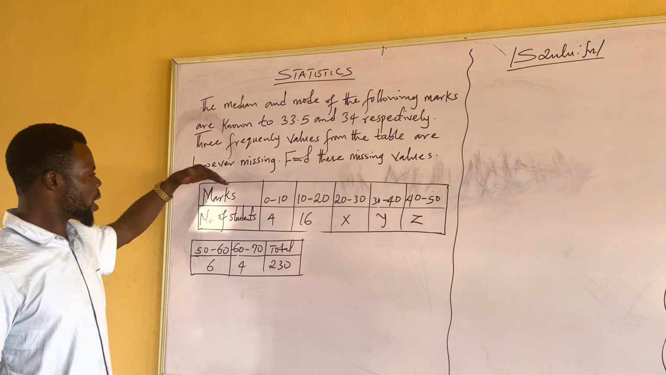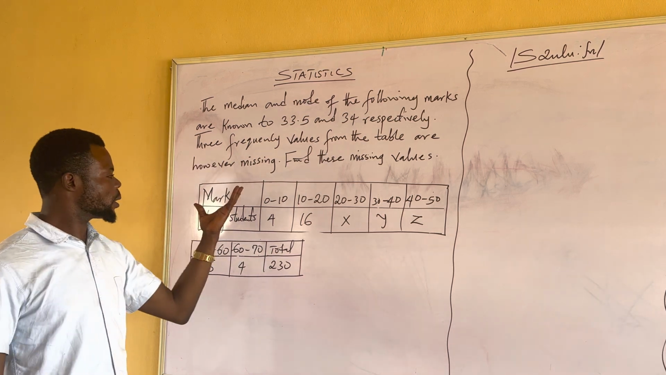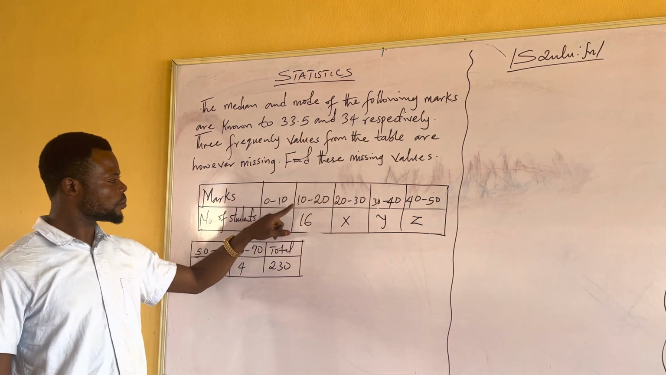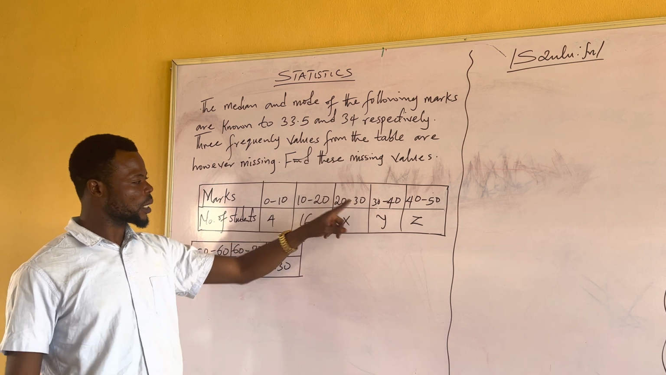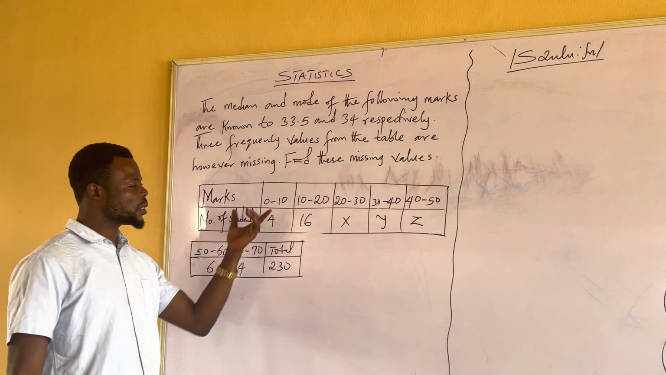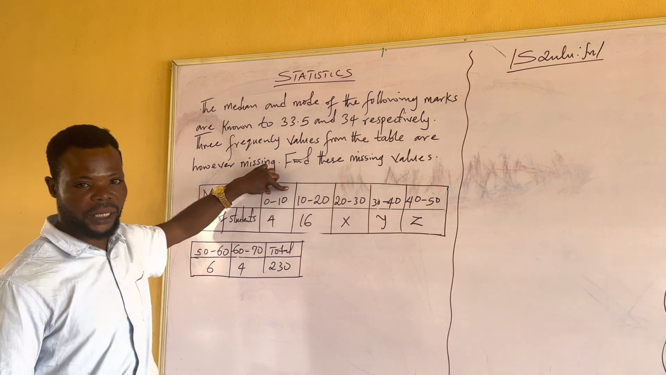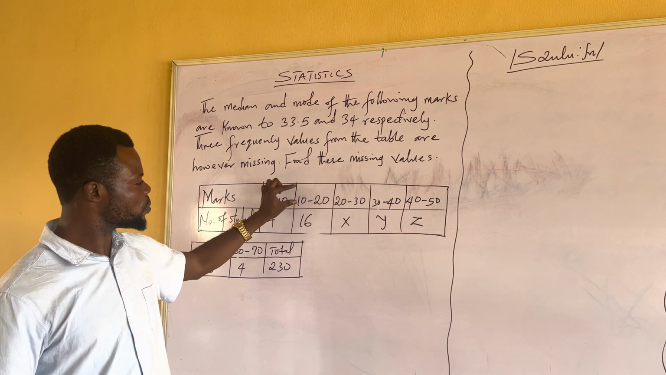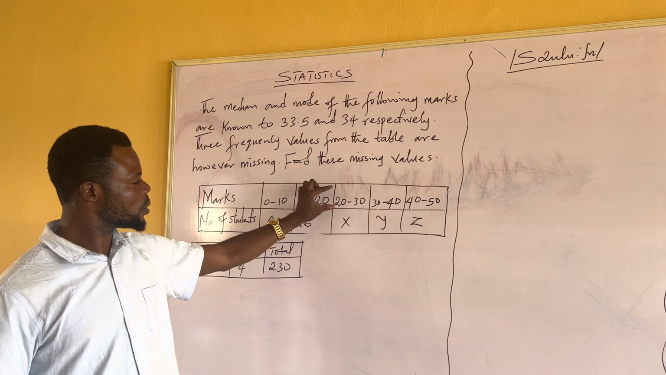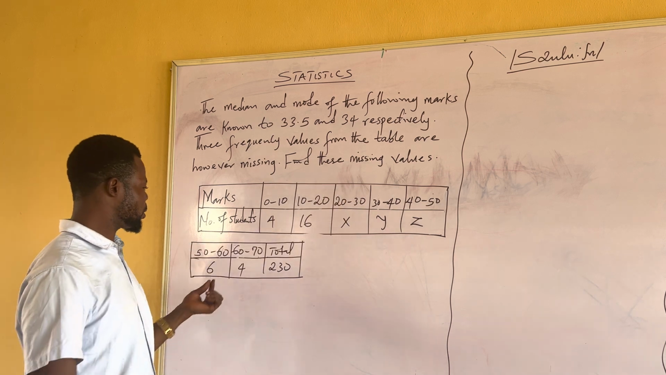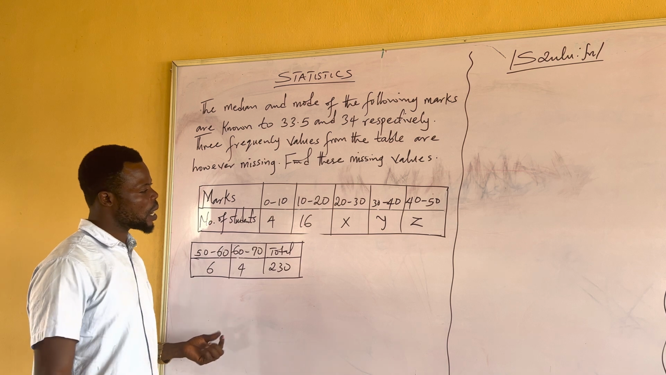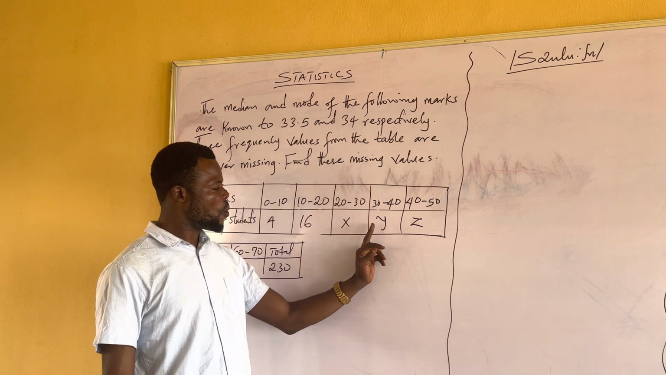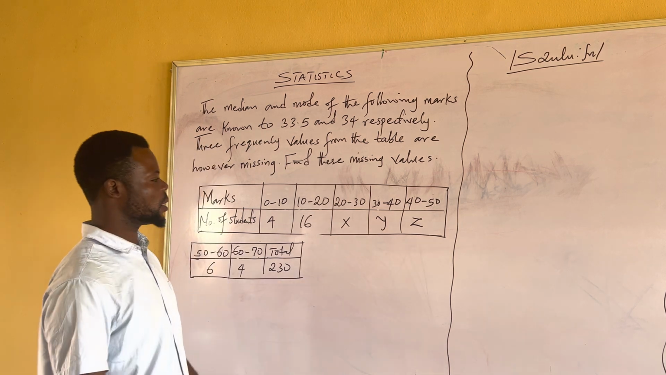So we are given the marks obtained by the students: 0 to 10, 10 to 20, 20 to 30. This is the interval. But the interval given here is not the real class interval, but we are given the class limits. So the limit from 0 to 10, the next one from 10 to 20, then 20 to 30, 30 till 60 to 70. And we are expected to find these missing values. That is, what is x, what is y, and what is z.